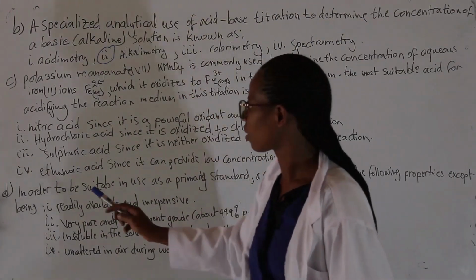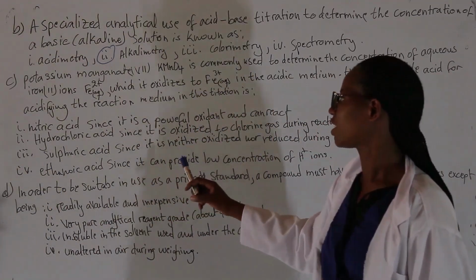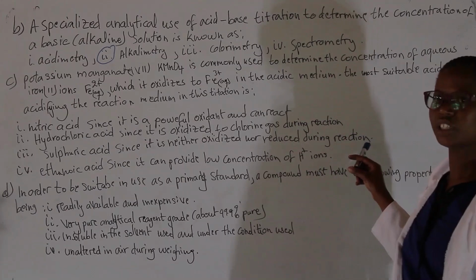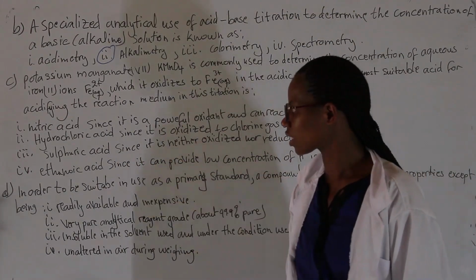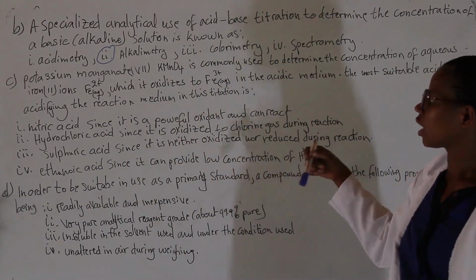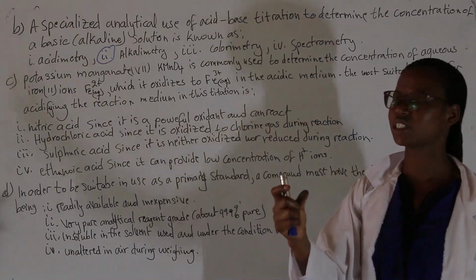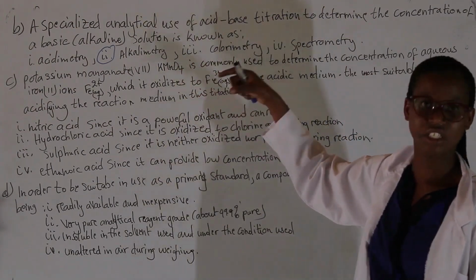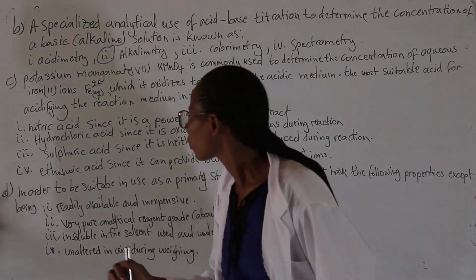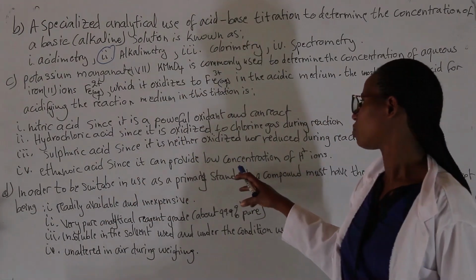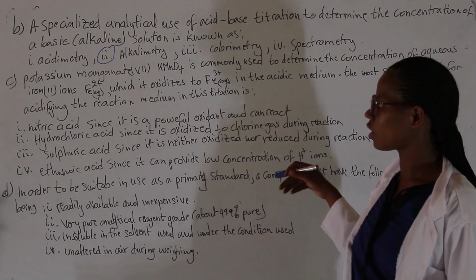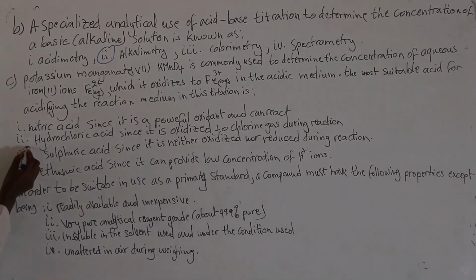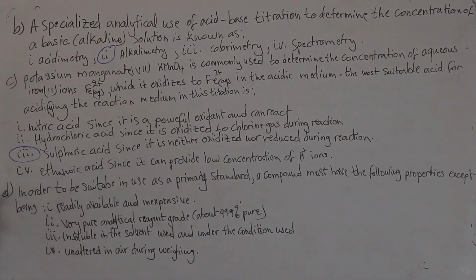For number 3, sulfuric acid, since it is neither oxidized nor reduced during the reaction. This is the correct answer. This sulfuric acid can neither be oxidized nor reduced during this reaction taking place. For number 4, sulfuric acid, since it cannot provide the concentration of H plus ion, this is incorrect. The correct answer is number 3, sulfuric acid.